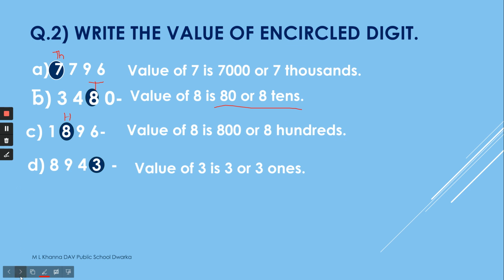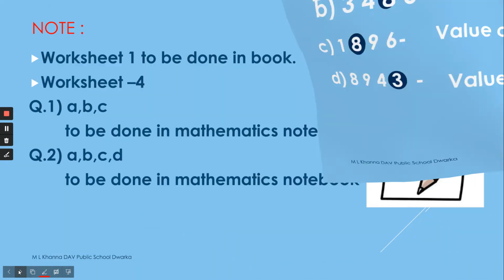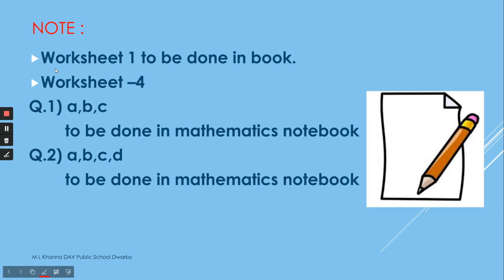So now note the following points, children. Worksheet 1 to be done in the book. Worksheet 4, question number 1, A, B, C to be done in mathematics notebook. Question number 2, A, B, C and D to be done in mathematics notebook.